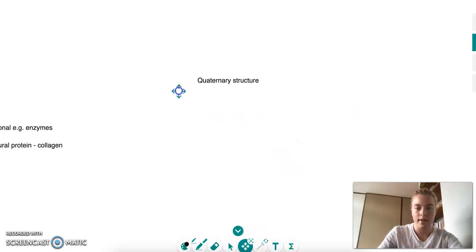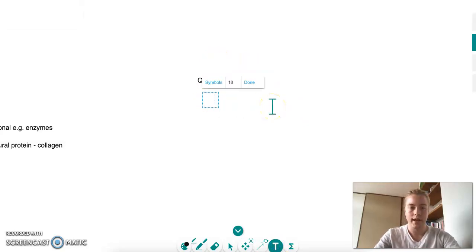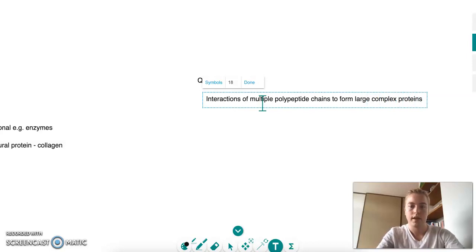Now let's finally consider the quaternary structure of proteins. So do you have any thoughts on what the quaternary structure could be, having looked at the primary, secondary and tertiary structure? So the quaternary structure is how we have proteins and multiple polypeptide chains interacting with each other. So it's the interactions of multiple polypeptide chains to form large complex proteins. So this is really important for making these proteins complex enough molecules that they can fulfill their role that they need to in the human body.